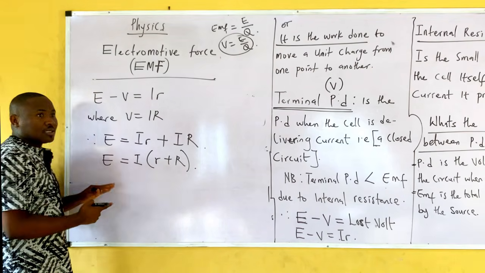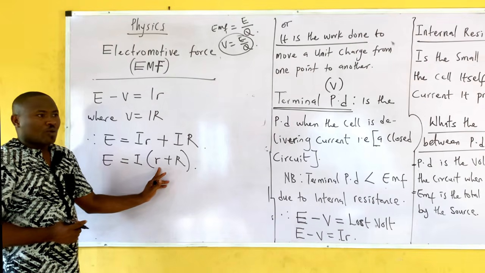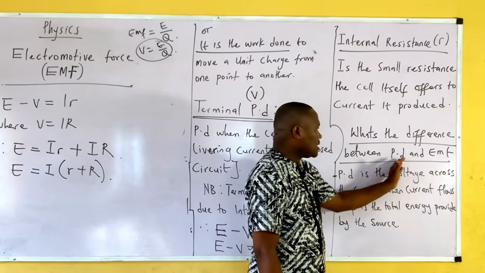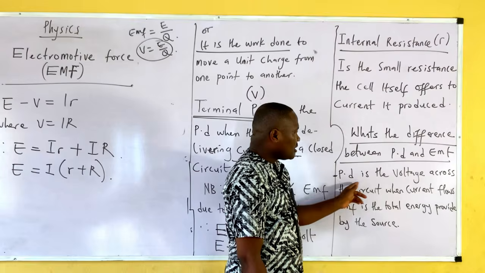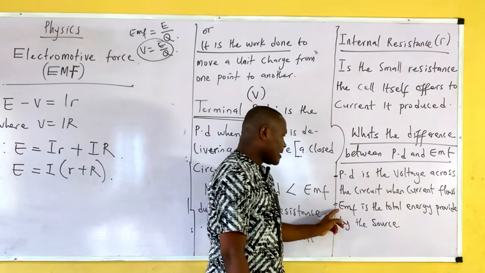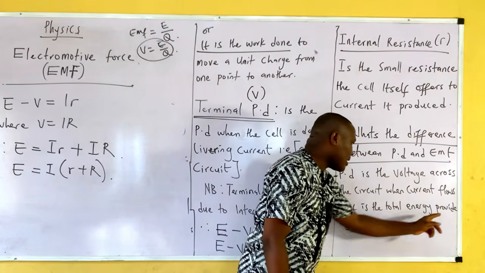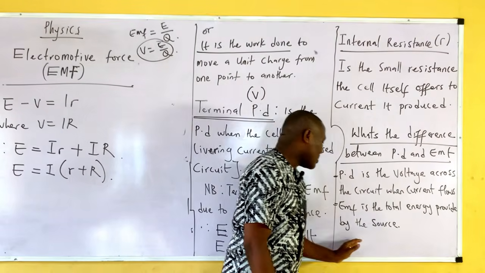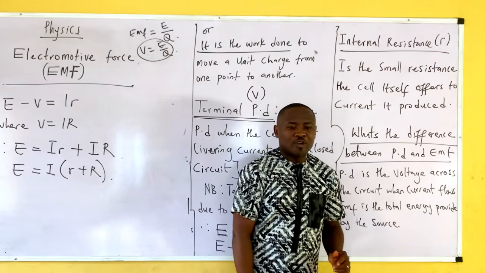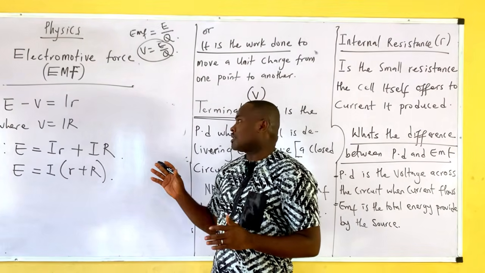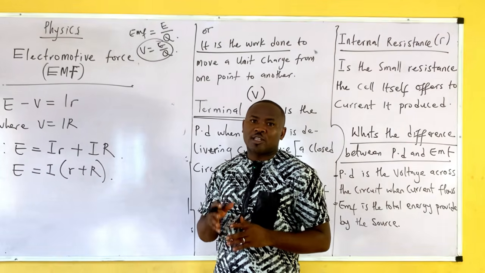So this is the internal resistance of the cell, while this is the external resistance of the cell. Now you see what is the difference between PD and EMF? PD is the voltage across the circuit when current flows, while EMF is the total energy provided by the source. The total energy provided by the source is called EMF. So we'll be looking at the connections of EMF and internal resistance in series and in parallel.